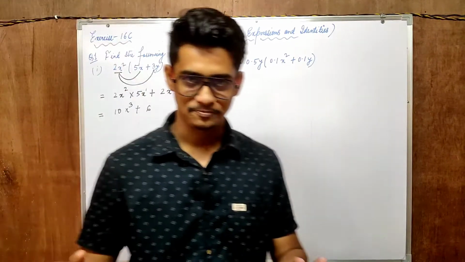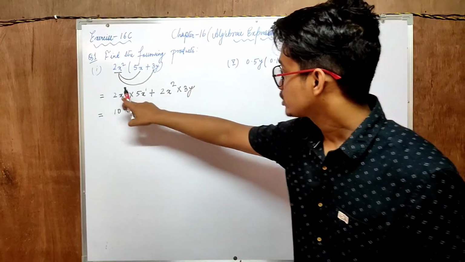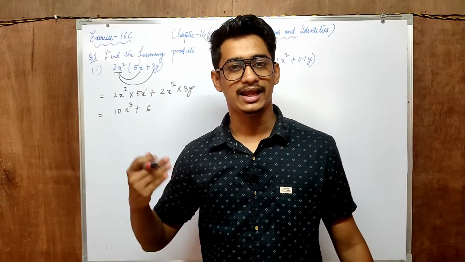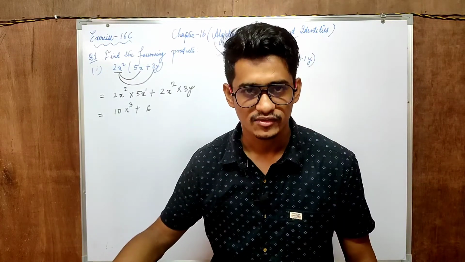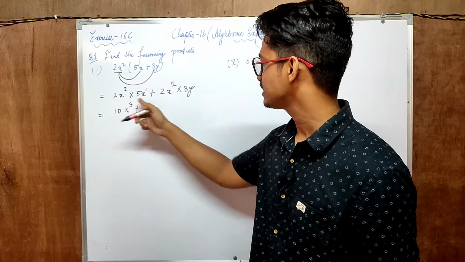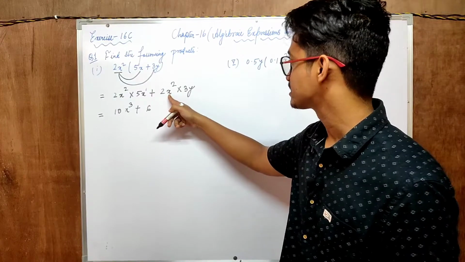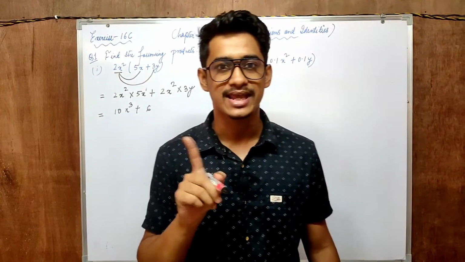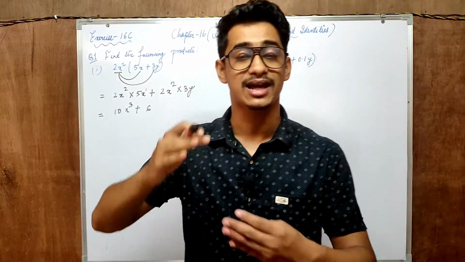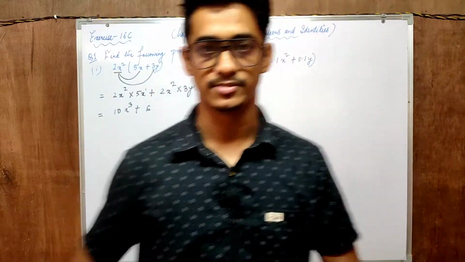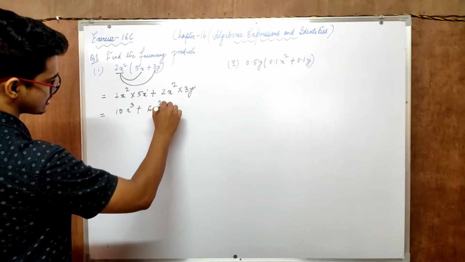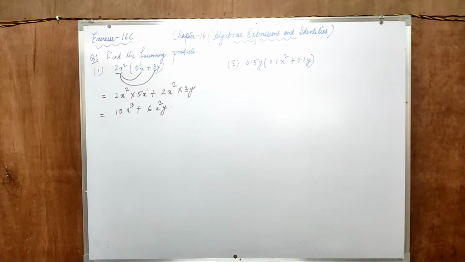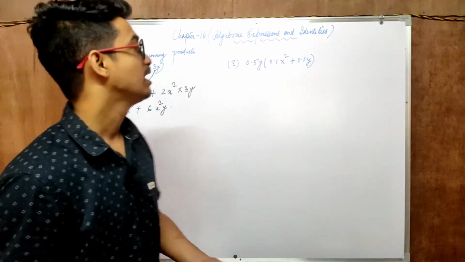Now you just see, x square and x, are they like or unlike? Like, definitely, because the base is the same, x and x. But here x and y, the base is not the same, the base is different. So that means these are unlike terms. So we just keep them as it is. So that is the required answer. Simple and easy to do, right?